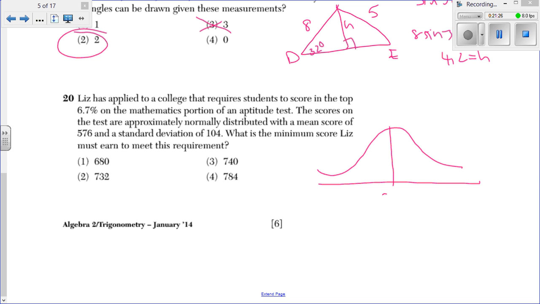Okay. This is 576. Oh, instead of 2, that's a 7. So 576 plus 104, 1 standard deviation above the mean, is going to be 680. 2 standard deviations above the mean, adding another 104, is 784.